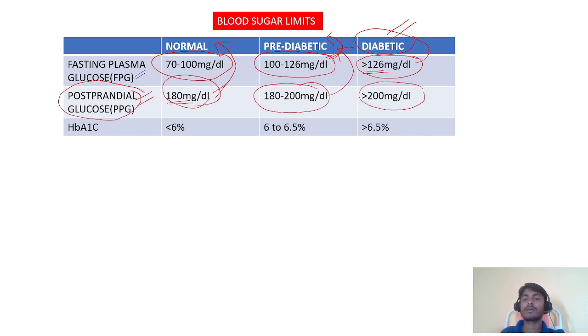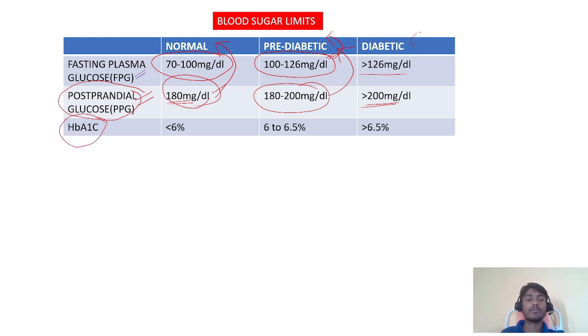If it is greater than 200 mg, then we can consider it a diabetic condition. So simply, diabetic means fasting plasma glucose level is greater than 126 mg per deciliter. When it comes to the postprandial glucose level, it is greater than 200 mg per deciliter.